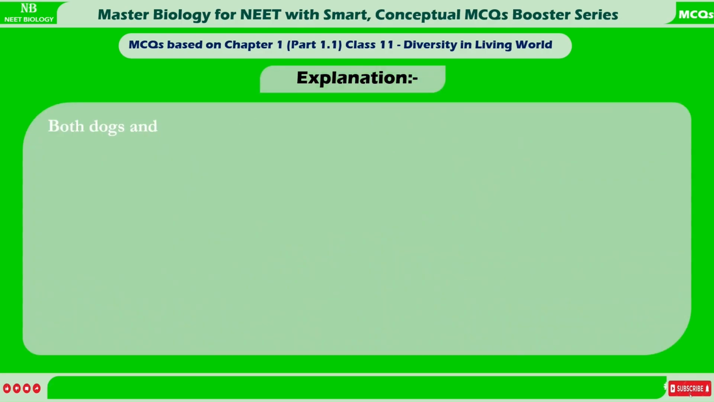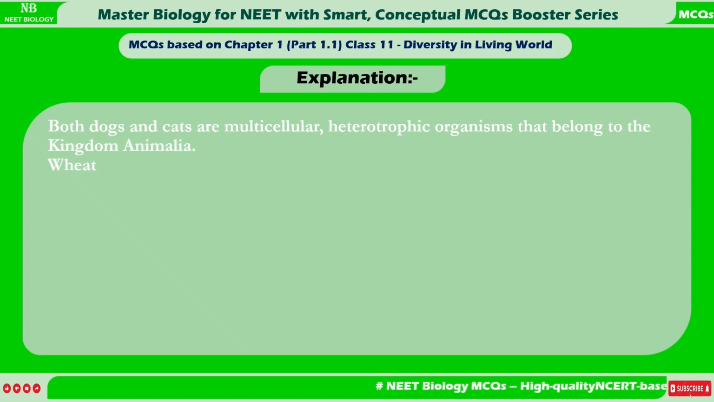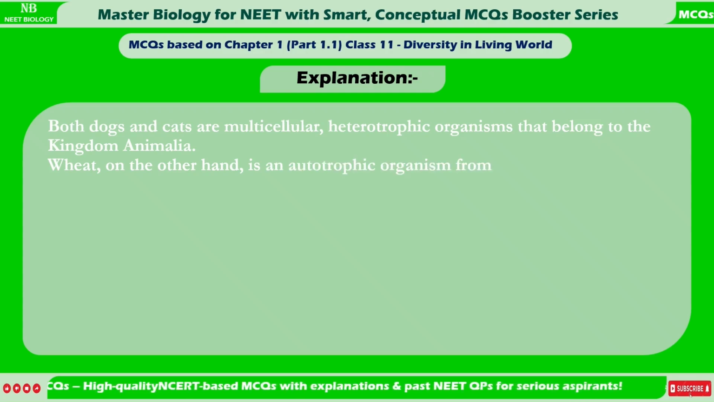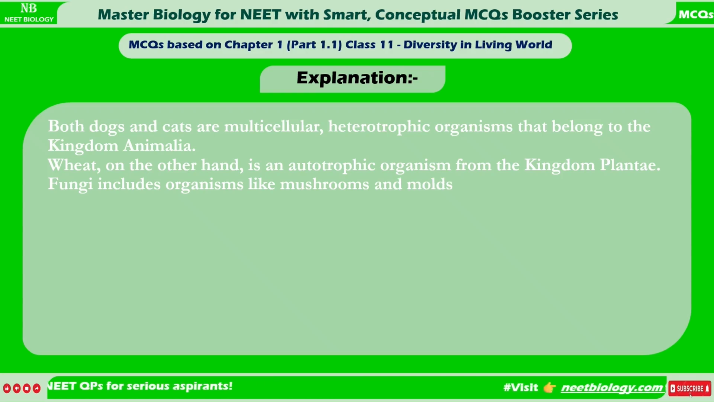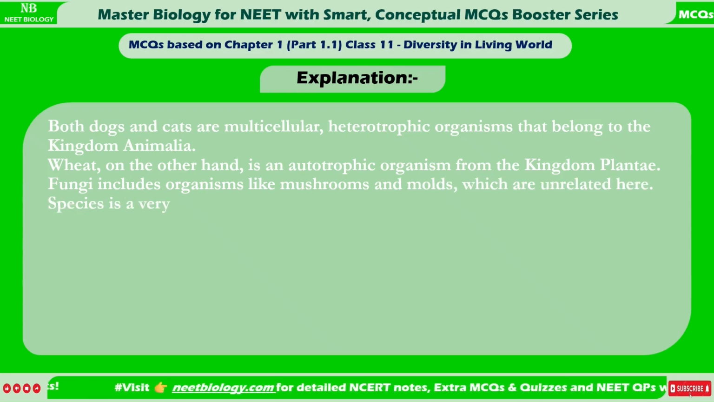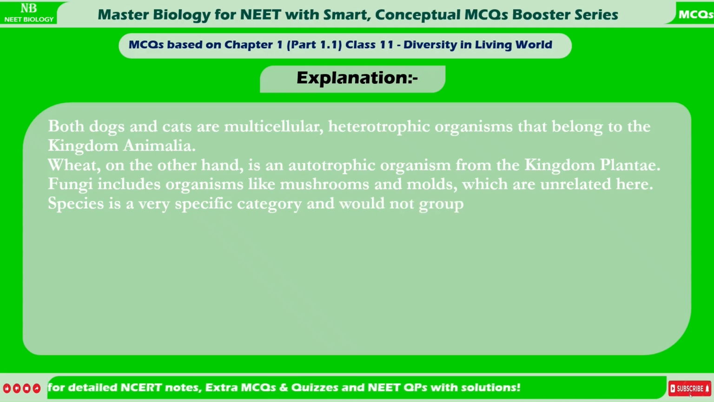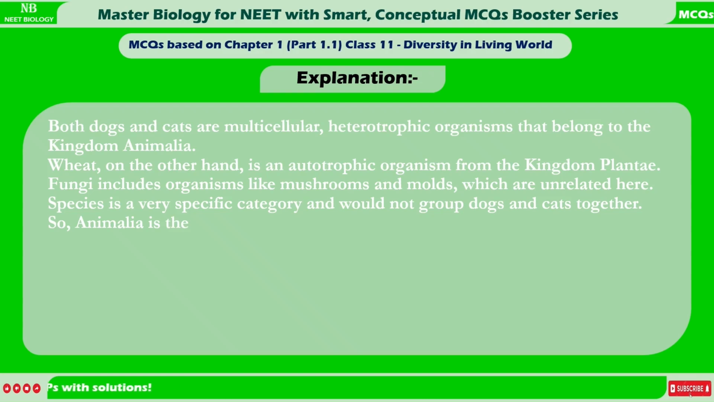Explanation: both dogs and cats are multicellular, heterotrophic organisms that belong to the kingdom Animalia. Wheat, on the other hand, is an autotrophic organism from the kingdom Plantae. Fungi includes organisms like mushrooms and molds, which are unrelated here. Species is a very specific category and would not group dogs and cats together. So, Animalia is the correct taxon that includes both animals but excludes wheat.